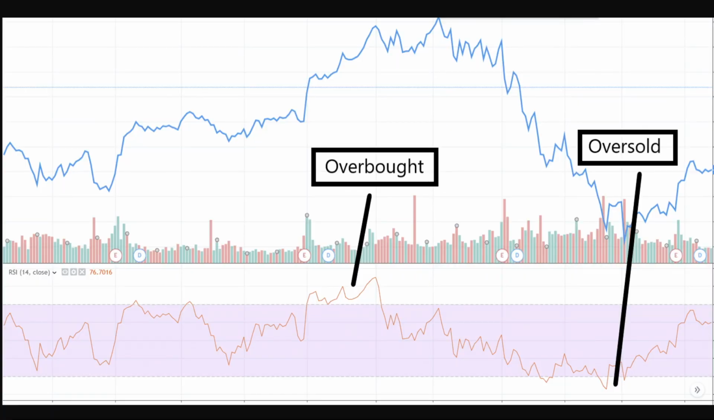So if you see the RSI getting close to the 100, that means it's in the overbought area, when the last 14 candles were mostly bullish. When the value is getting close to 0, that means it's oversold, when the last 14 candles were mostly bearish. The RSI value is close to 50 in the middle when the average gain or loss of the last 14 candles were equal.